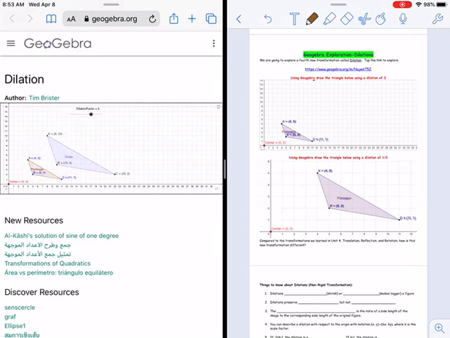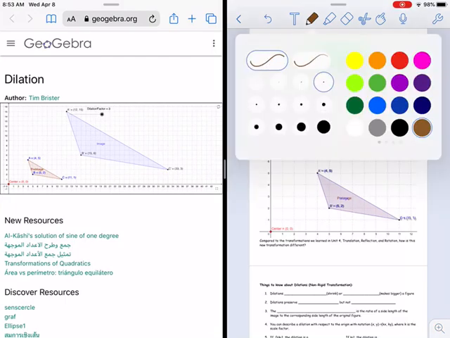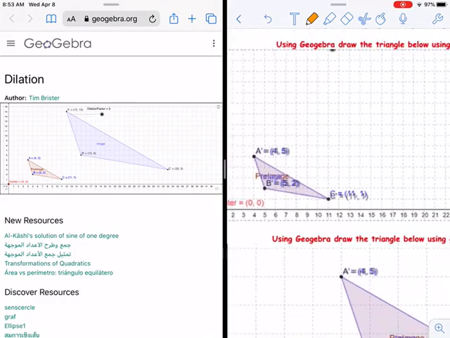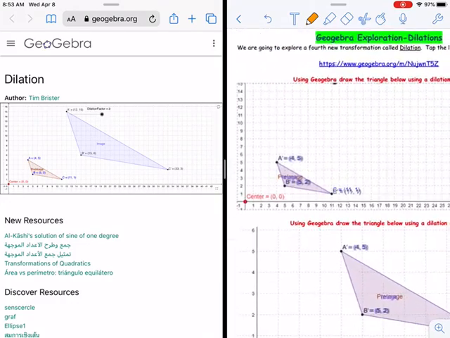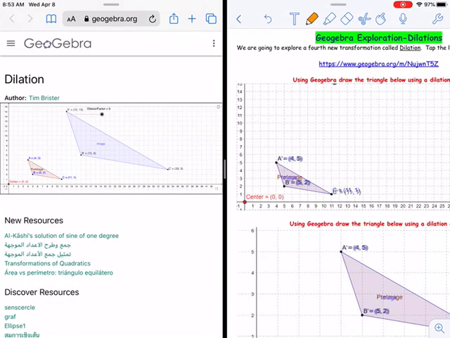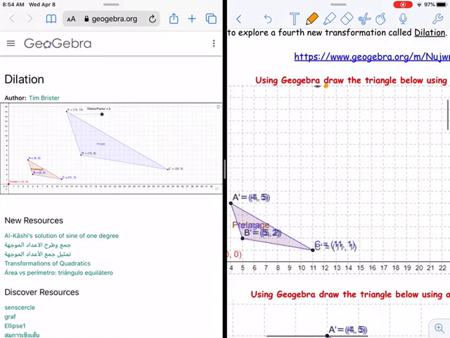All right. Now it told me that I want a dilation factor of 3. Boom, right there. All right. So I'm going to use GeoGebra and draw the triangle below using a dilation of 3. So let's look at A first. Notice how A was 4, 5. Well, when I dilate 4, 5 by a scale factor or a dilation factor of 3, it goes to 12, 15. So really, I'm just multiplying the coordinates by 3. So 12, 15, right there. That's my A prime. The coordinates were 12, 15.